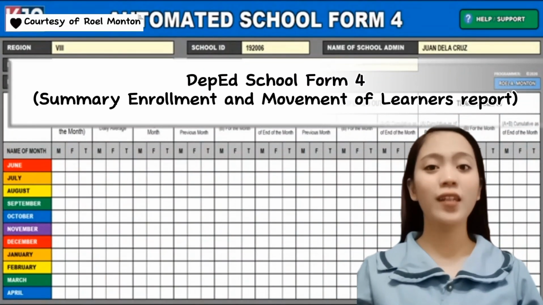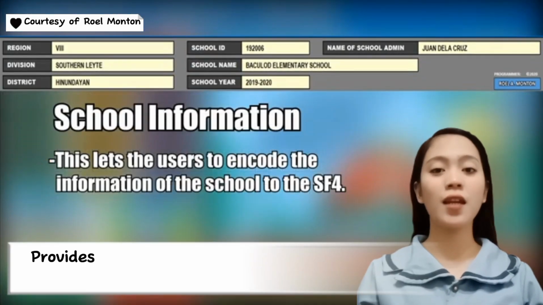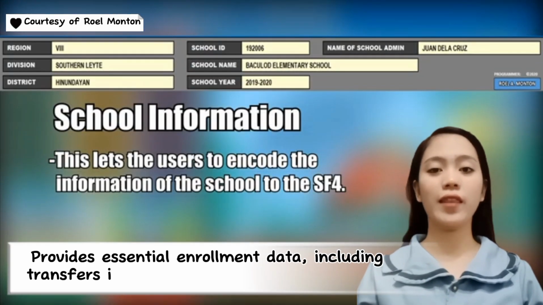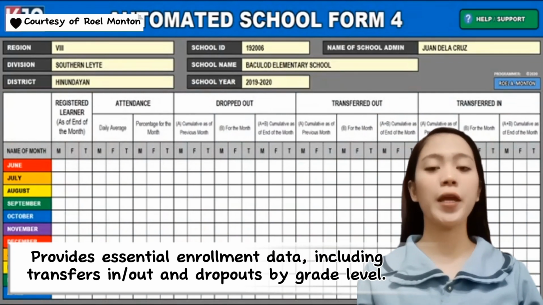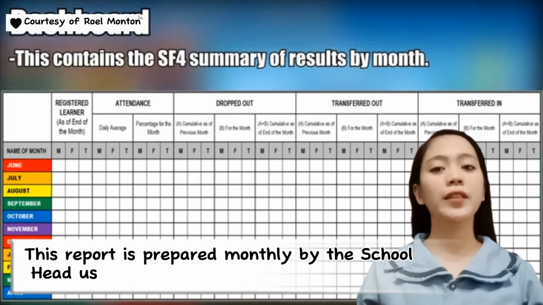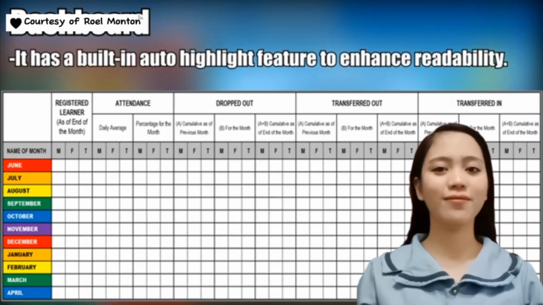School Form 4, the Summary Enrollment and Movement of Learners Report, provides essential enrollment data, including transfers in, out, and dropouts by grade level. This report is prepared monthly by the school head using the Learners Information System.